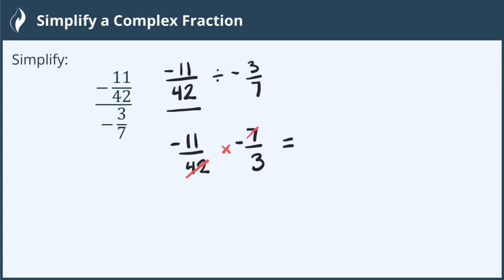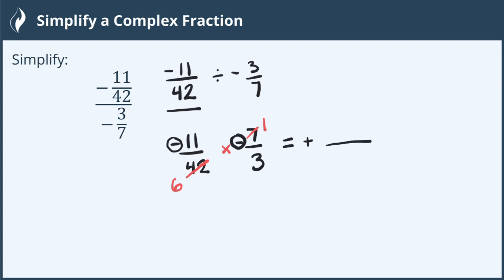both by 7. 7 divided by 7 is 1. 42 divided by 7 is 6. And then I like to double check and see if there's anything else that I can simplify. 11 doesn't simplify with 6 or 3, and 1 is already small. So we're good. Now I need to look at, I have a negative times a negative, which means my final fraction will be positive.